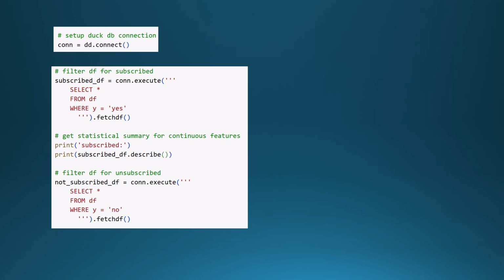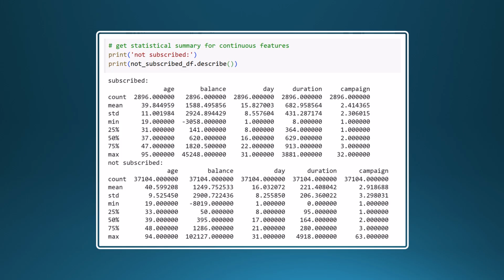To get further insights, we can split the data between subscribed and not subscribed and rerun the describe function. For this project, SQL was used to create 2 new data frames by filtering the data for a target variable Y, for yes for one data frame and no for the other. Now we can see a statistical summary for the numerical features for subscribers and non-subscribers and compare the results. Both groups have similar values for age, day, and campaign. Subscribers have a slightly higher balance, and duration is 3 times higher compared to non-subscribers.